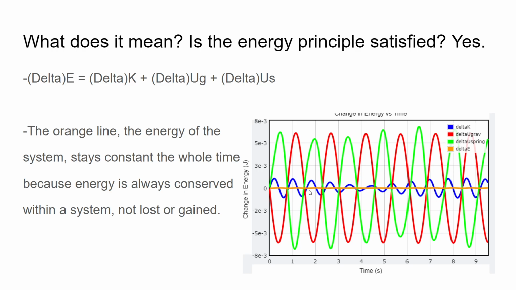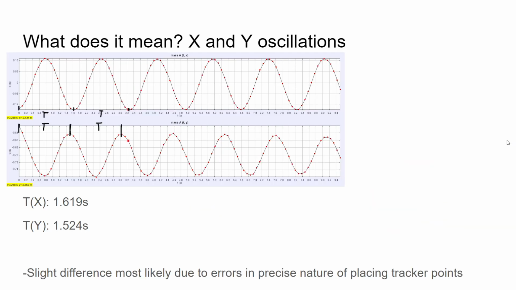This energy is always conserved within a system, not lost or gained. The energy principle is the key thing here. And what does it mean? X and Y oscillations. So as you can see by calculating the period of oscillation, they're quite similar, but there's still a slight difference, which is most likely due to errors in the precise nature of placing tracker points, but for all intents and purposes, they're similar enough to consider it a success. And that is all.